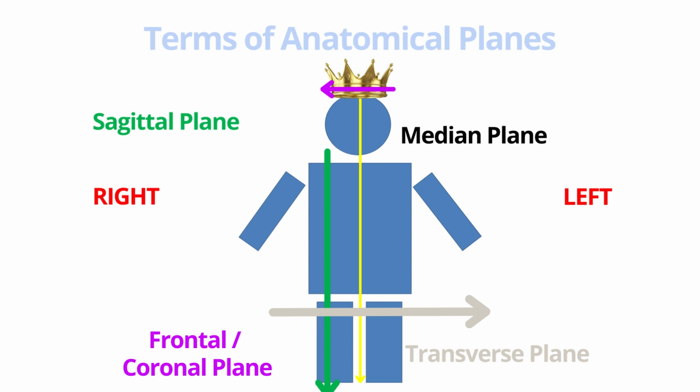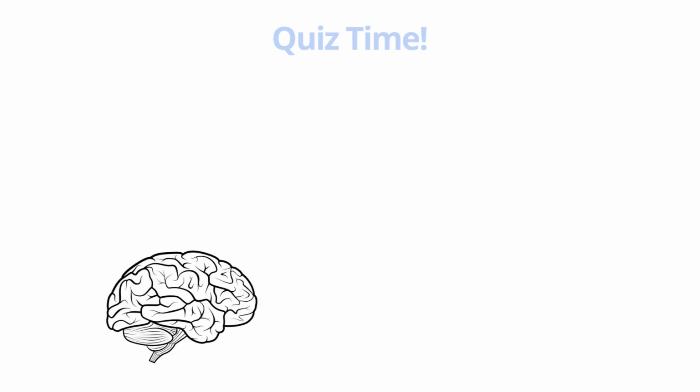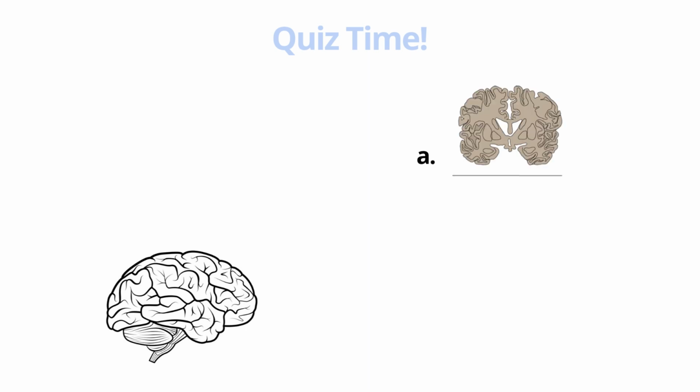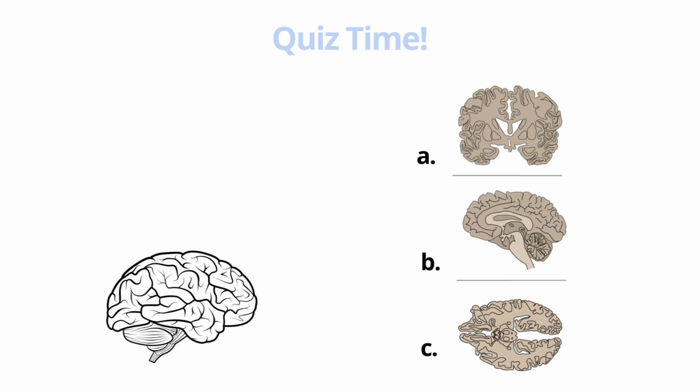Now, let's put this into context and play a little quiz. Here, on the left, we have an image of the brain. The brain has been cut into various planes to produce the cross-section images on the right. Again, using the anatomical position, what planes of the brain have produced each individual image? Please pause the video now and have a go at the quiz before we go through the answers.